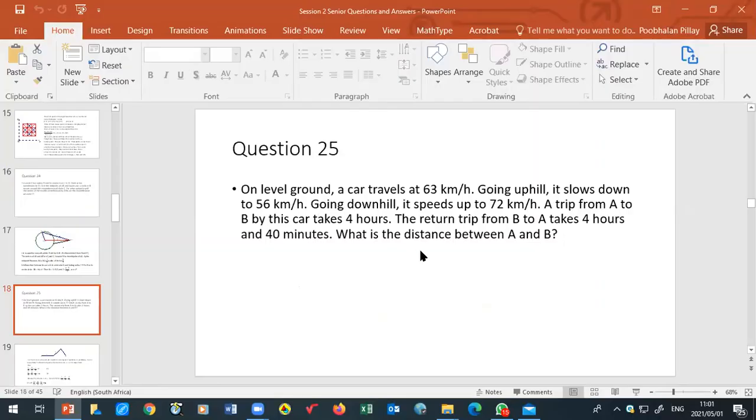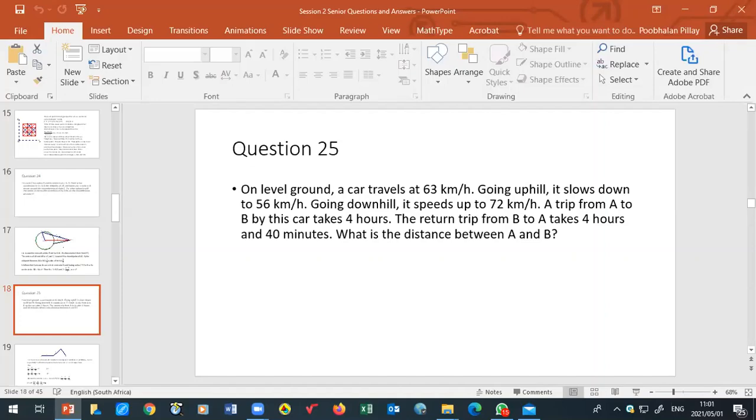So question 25 says the following. This is not going to take too long. On level ground, a car travels at 63 kilometers per hour. Going uphill, it slows down to 56 kilometers per hour. That's understandable. And going downhill, it speeds up to 72 kilometers per hour.